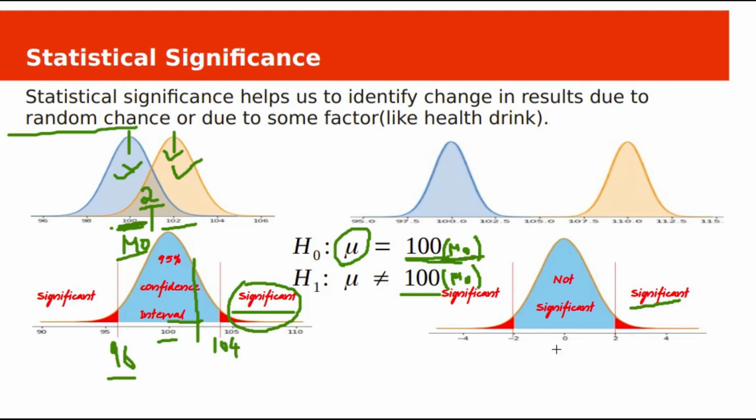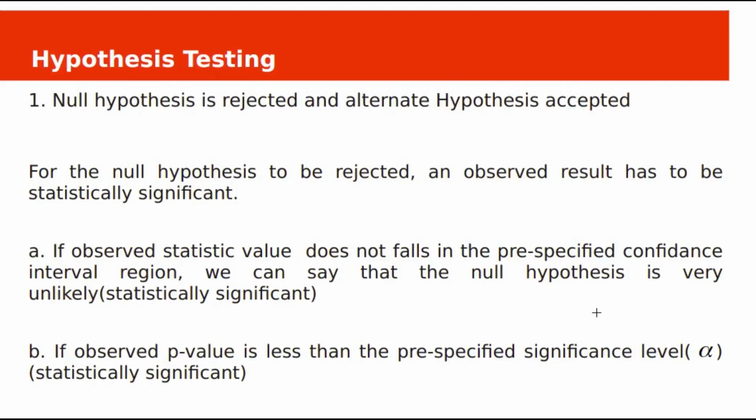It will be 0 in the standard normal distribution. The observed results will be too far from this mean value. This red region is too far from the mean 0 when compared with the values within this sky blue region. We can check whether the results are statistically significant or not in two ways.